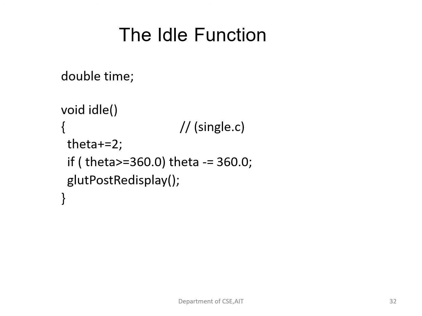In the idle function, theta is varied slowly, with respect to 2 degrees. If you increase it more, the animation will be very fast, so you have to increase it slowly. You know that the rotation can't go beyond 360 degrees. So when it becomes 360 degrees, again you have to reduce it to go from 0 to 360 degrees. That is why you have to make use of the idle function.